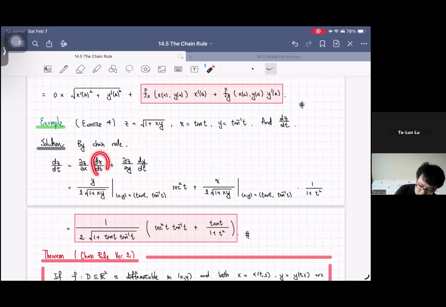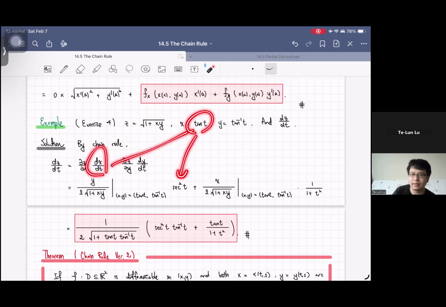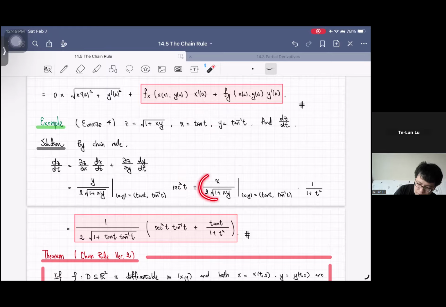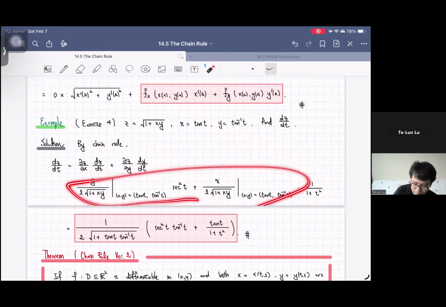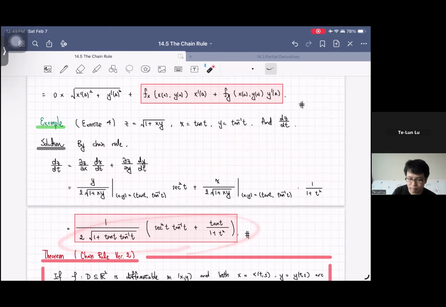And then what is the differentiation of x with respect to t? You simply get secant squared t. That's the usual calculus to algebra, I think. And the same thing happens for partial z partial y. You get a symmetric formula. And then you have the differentiation of inverse tangent to be 1 plus t squared in the denominator and 1 in the numerator. And then do some algebra. Actually, this will be sufficient, but if you do some algebra, you will get this expression.